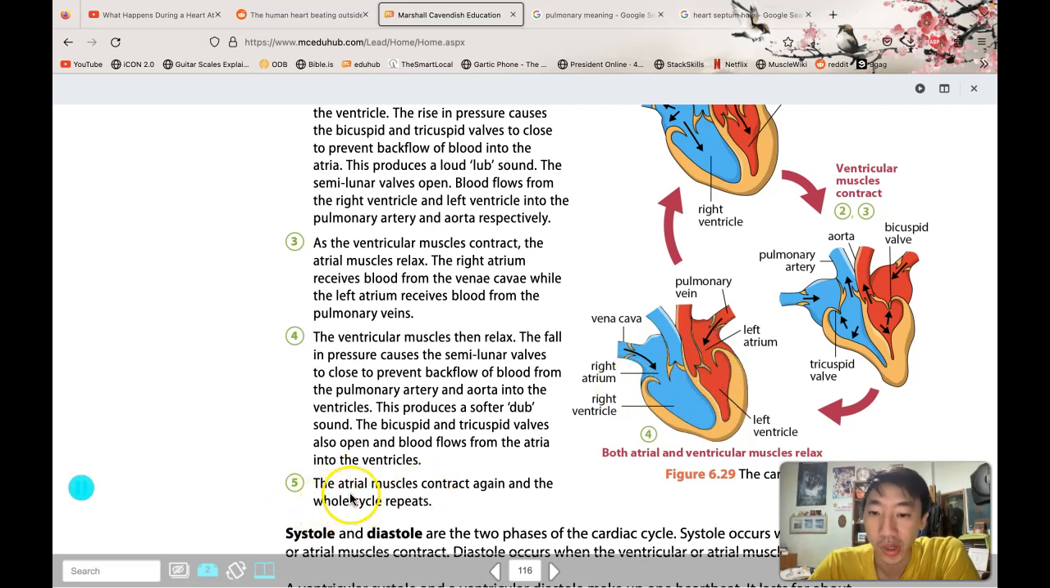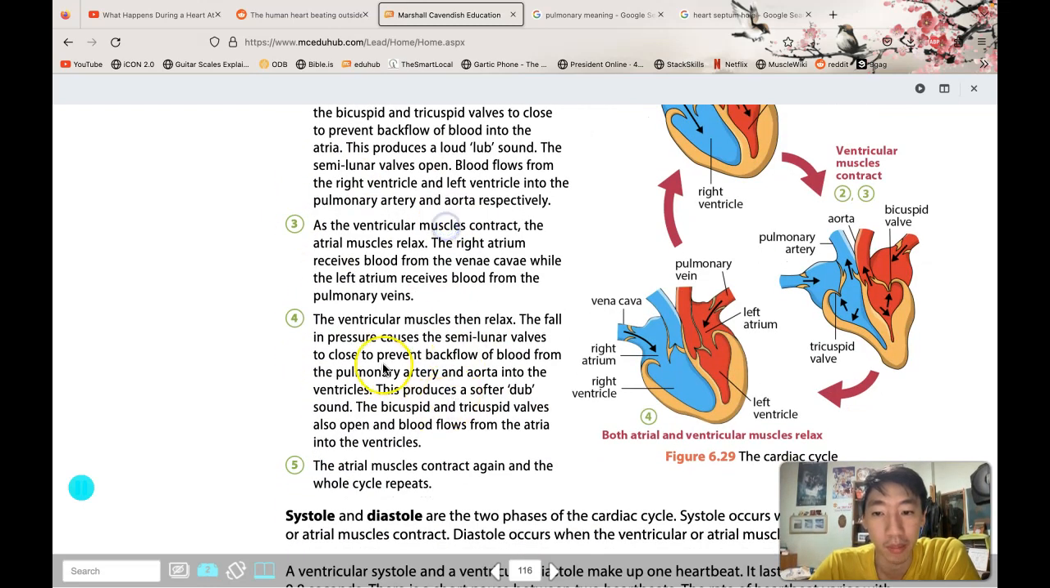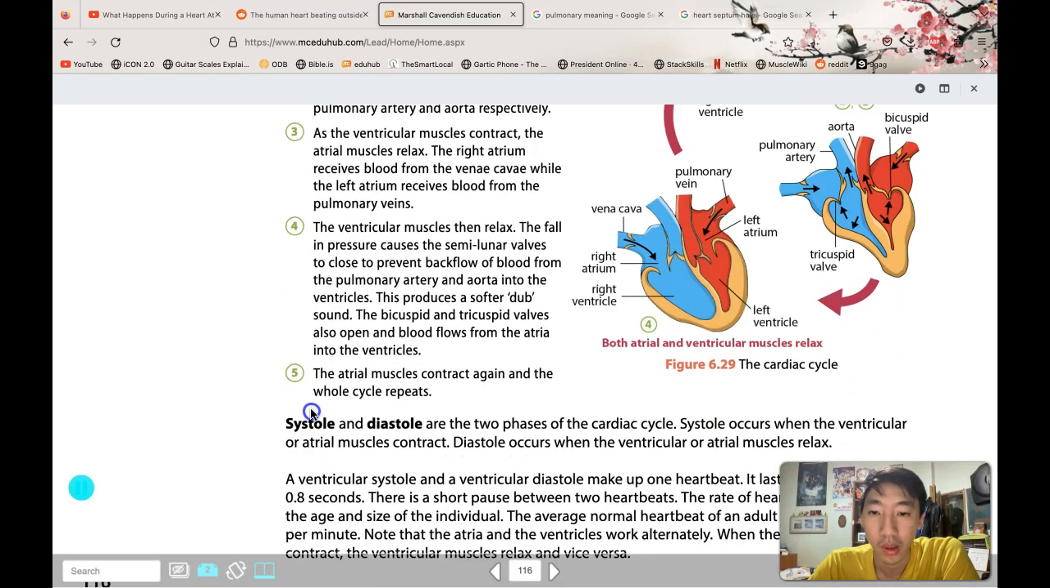Then the atrial muscles contract again, and the whole cycle repeats. Okay, so step 5 and step 1 is kind of the same step, it's a repeat. Okay, so this cycle can roughly be divided into two words: systole and diastole.